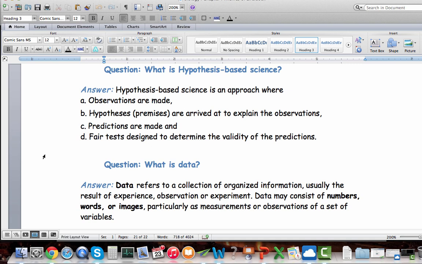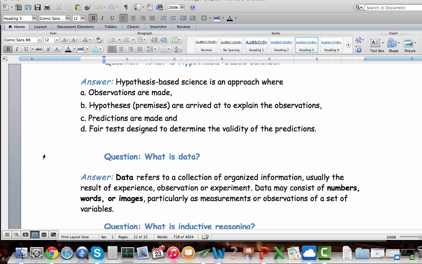Question: what is hypothesis-based science? Answer: hypothesis-based science is an approach where, first, observations are made, second, hypotheses are arrived at to explain the observations, thirdly, predictions are made, and finally, fair tests are designed to determine the validity of these predictions.